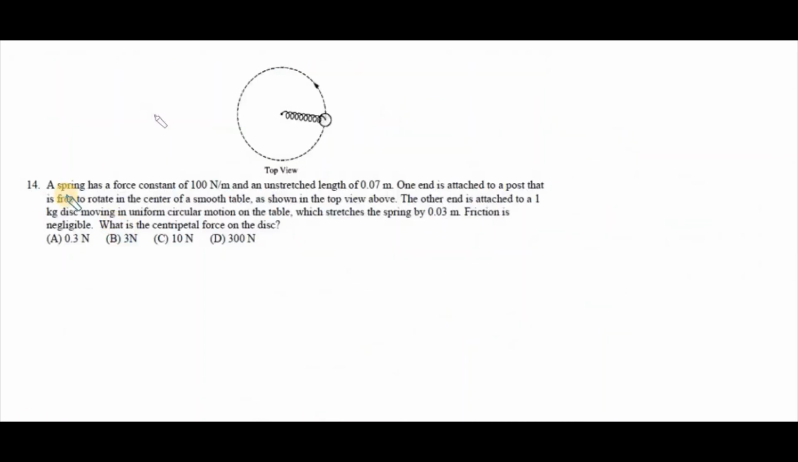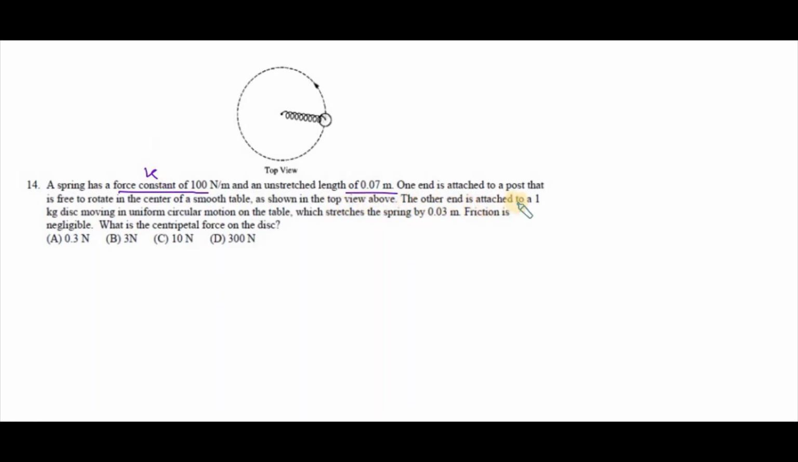In this question it is given that a spring has a force constant of 100 Newton per meter. Force constant means the spring constant k, and an unstretched length of 0.07 meter. One end is attached to a post that is free to rotate in the center of a smooth table, as shown in the top view above.